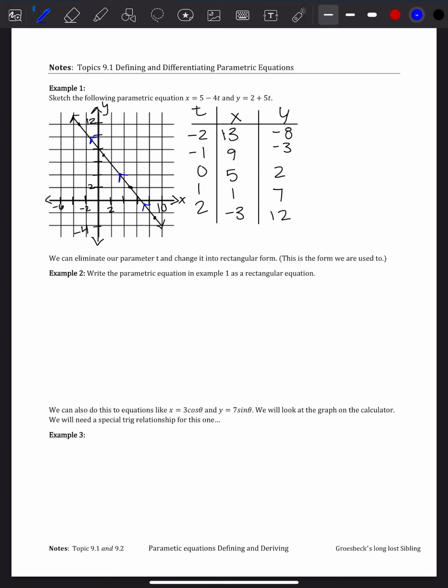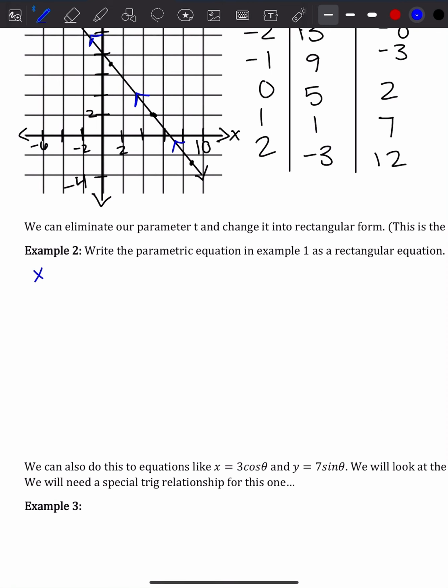We can change between parametric and what we call rectangular form. Rectangular form is that xy form that we're really used to, so we don't have to do a lot there. But, you know, we do have to do something. So we are going to take the equation from that example right above, and we're going to use it to write our equation in rectangular form. So the two things that we have are x equals 5 minus 4t and y equals 2 plus 5t.